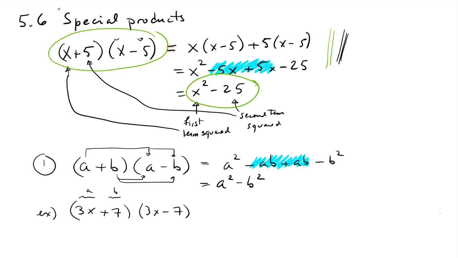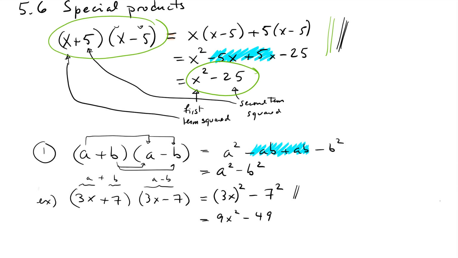So if I notice that I have something of the form a plus b times a minus b, I can perform this multiplication a lot faster. In the example here, 3x plus 7 times 3x minus 7, the first term is 3x squared, the second term 7 squared. So that's going to be 9x squared minus 49. Obviously, I can skip this part once I've become good at this. So in one shot, poof, I've got everything multiplied out.